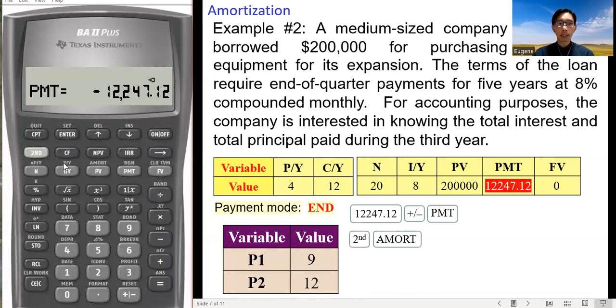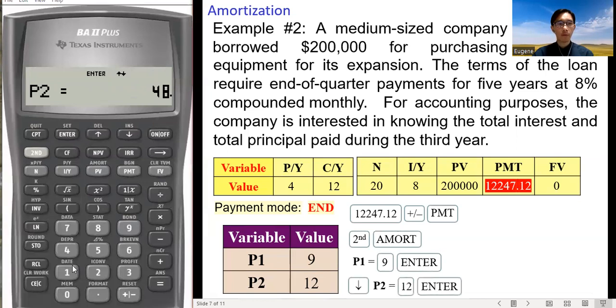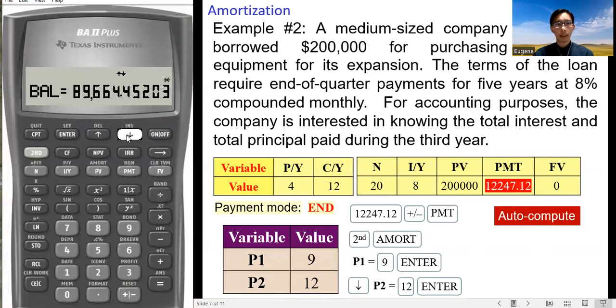So activate the amortization worksheet by pressing second and then amort. Key in P1 equals 9. And then P2 is 12. We can get the balance, $89,664.45. This is the outstanding balance of the loan after payment number 12.